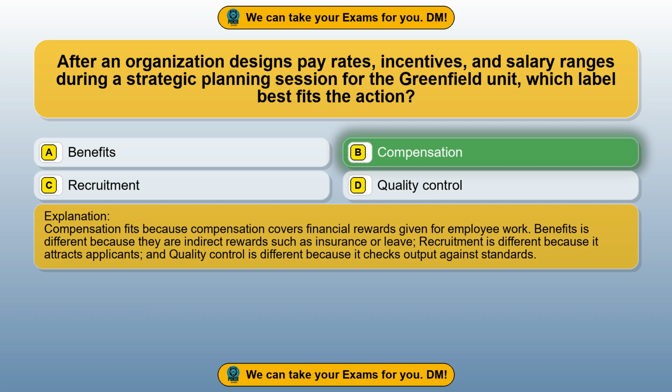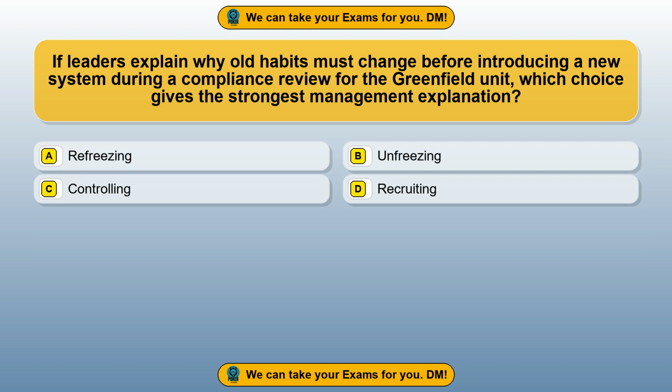Compensation fits because compensation covers financial rewards given for employee work. Benefits is different because they are indirect rewards such as insurance or leave. Recruitment is different because it attracts applicants, and quality control is different because it checks output against standards. Question 41.